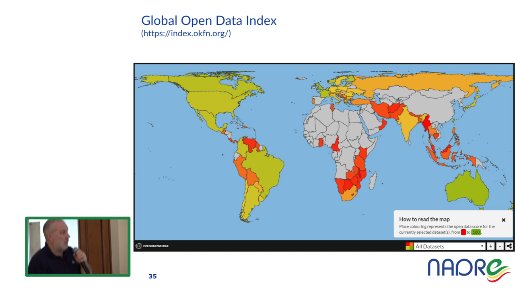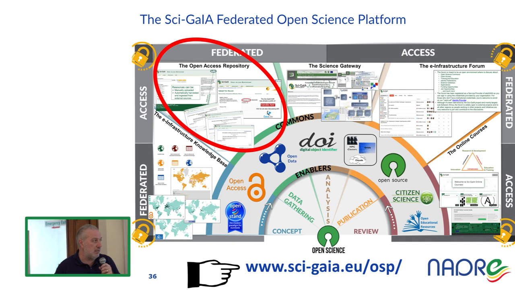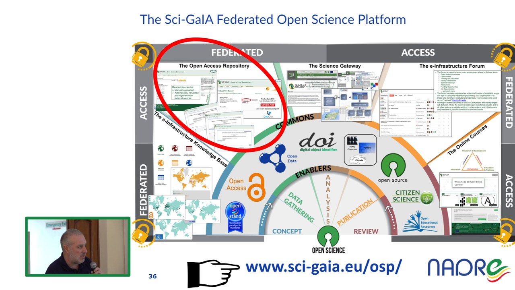So there is a problem of sharing and fostering the uptake of open data. In the SciGaia project, a European project that I will talk about mostly later and tomorrow, we have tried to take open science so seriously that we have tried to build an open science platform, a series of interacting services that can help people to do open science. So let me remind you what open science is. In normal science, you start from a concept, you gather data, you analyze data, you write a publication, and that's it.